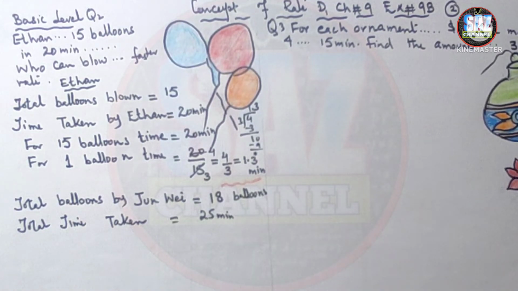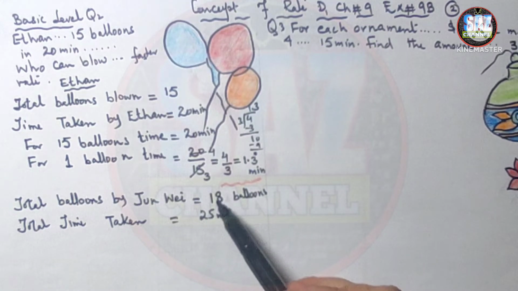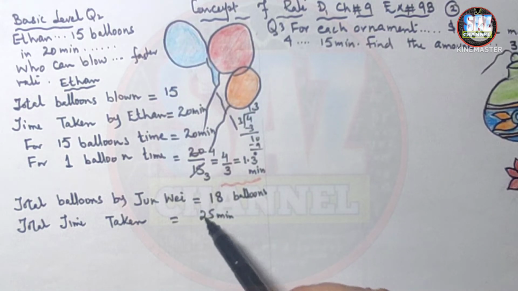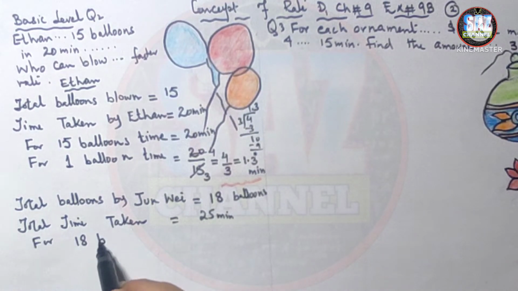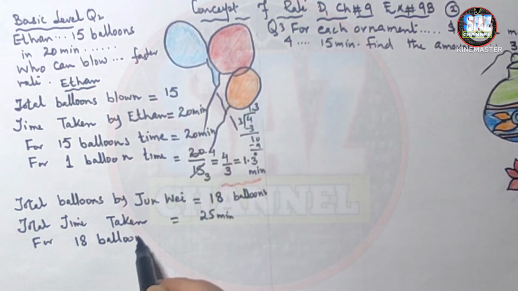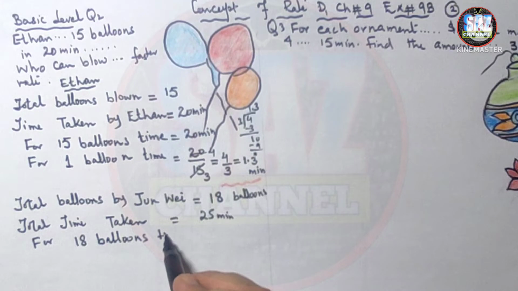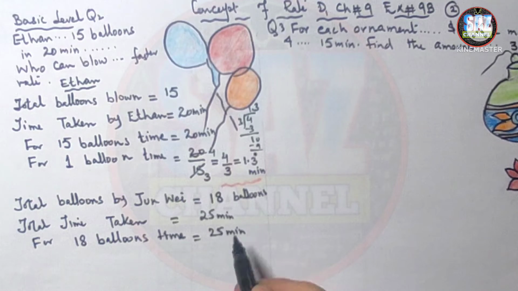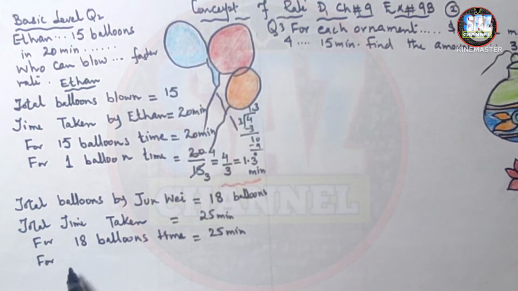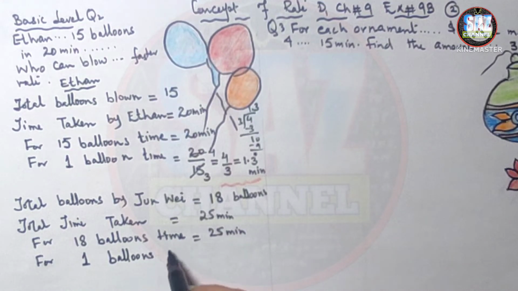Now we can see that for 18 balloons she is taking 25 minutes. For one balloon, what will be the time, students? 25 by 18. Now again I have to divide 25 by 18.